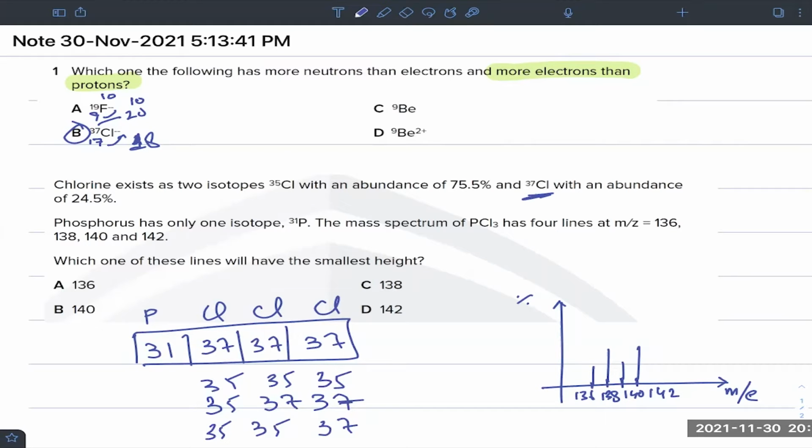Phosphorus is always 31, but with chlorine you can get a combination. You can get a combination of all 3 as 37, all 3 as 35, or 2 as 37 and 1 as 35, or 2 as 35 and 1 as 37. That's a combination in which you can get these. So the least likely one is this one. And when you add them up, what do you get? So that is 8 plus 14, 22, and then 2 carried, and that is 142. So 142 is the one that is least likely to occur.